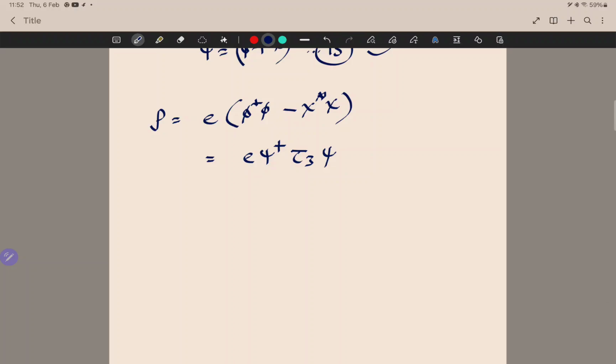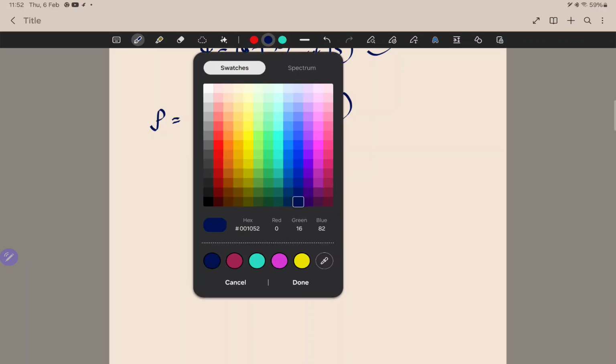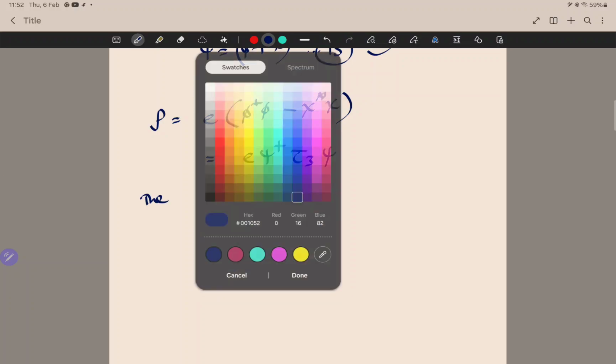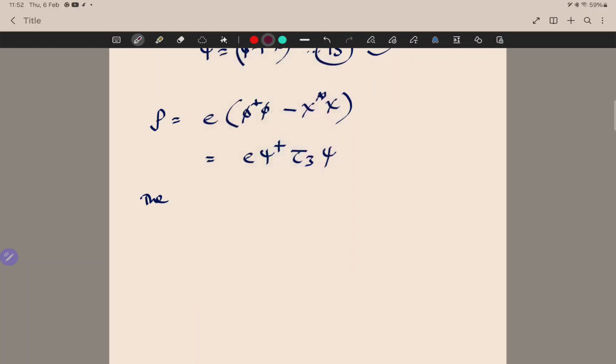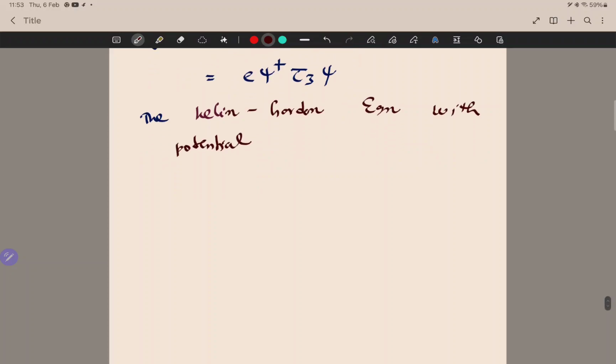The Klein-Gordon equation with potential. So far we considered the Klein-Gordon equation for a free particle. Now we consider it with the potential.